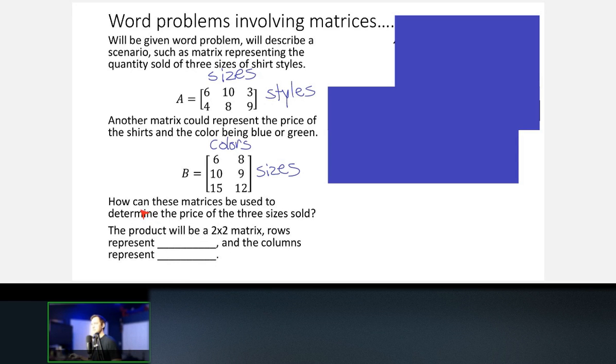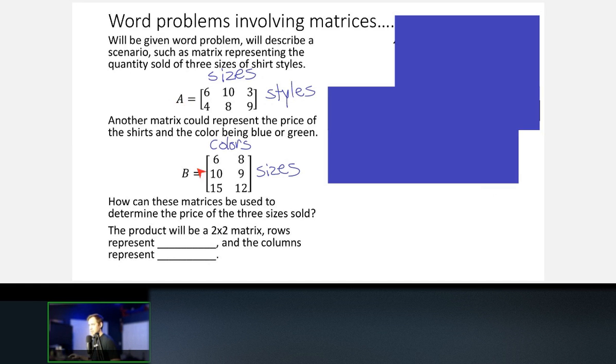But the last part says, how can these matrices be used to determine the price of the 3 sizes sold? The product will be a 2x2 matrix. All right, so we need to do what with these matrices? Multiply them together. So it does say that we want a 2x2 matrix solution.